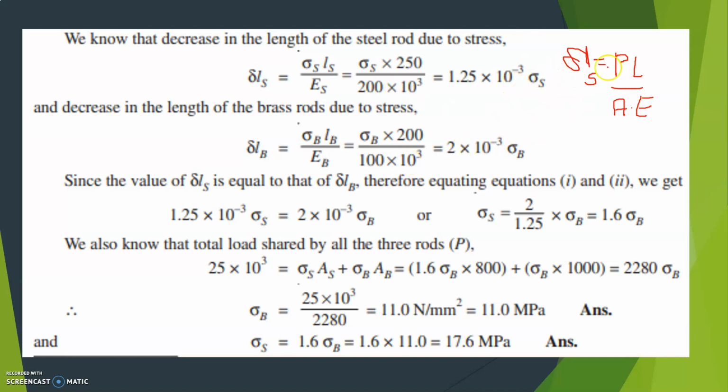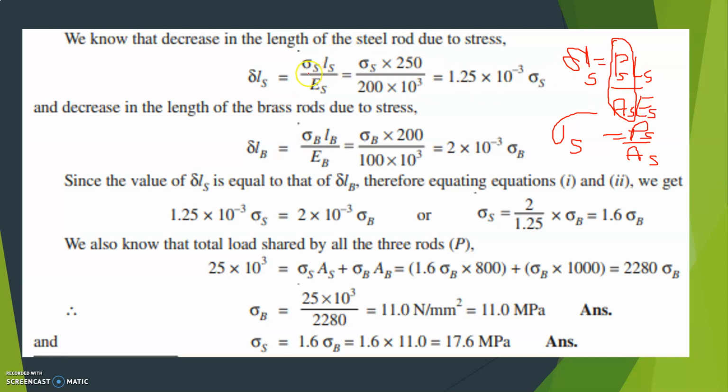Now how can you write P by A? Stress is equal to load divided by area. Correct. So now this is for stress in the steel, so I'll take sigma S. This is PS and AS. So this is PS and this is also AS. So what is PS divided by AS? This is nothing but stress sigma S. So that's why I've written here sigma S into LS divided by ES, right?